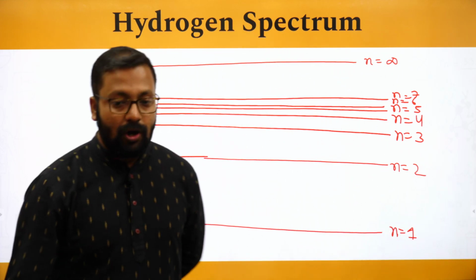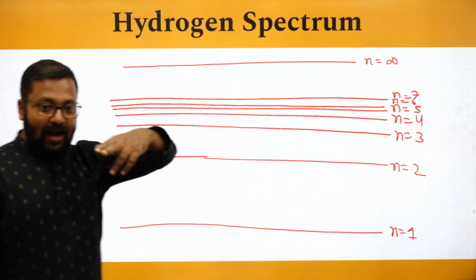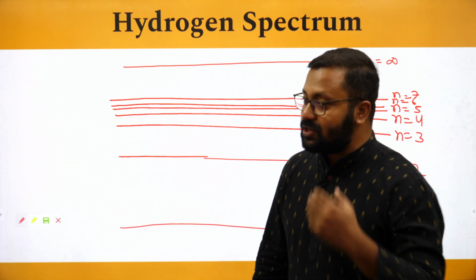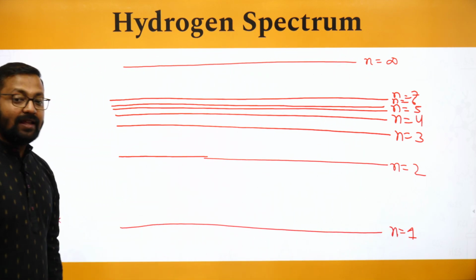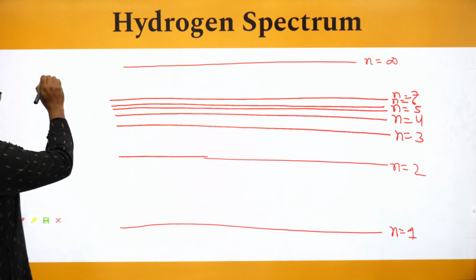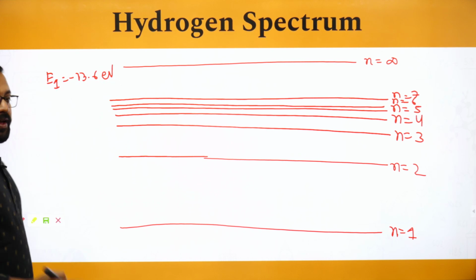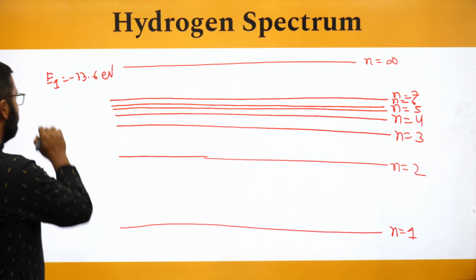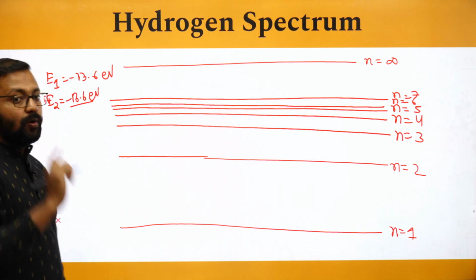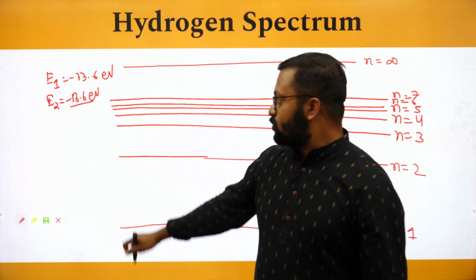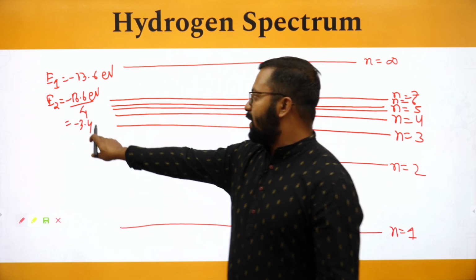Now one very important observation. Shiv has asked a very good question: why is the distance decreasing? The reason for that is the equation that we know. E1 is minus 13.6 electron volts. For the second energy level, E2 is minus 13.6 electron volts by n squared, where n value is 2. So if I put 4 over here, this will become minus 3.4.